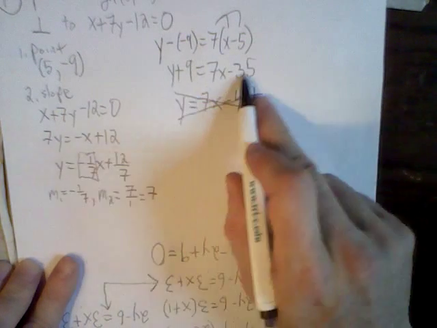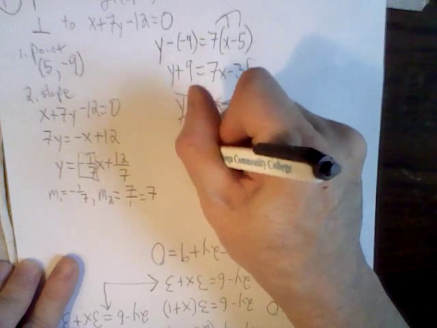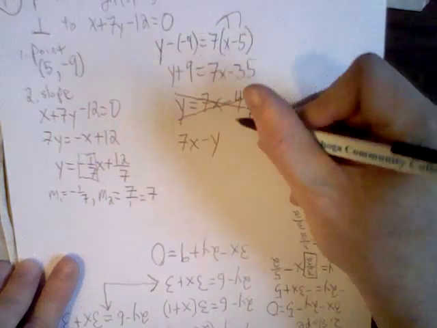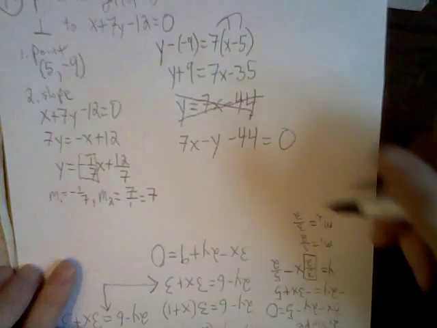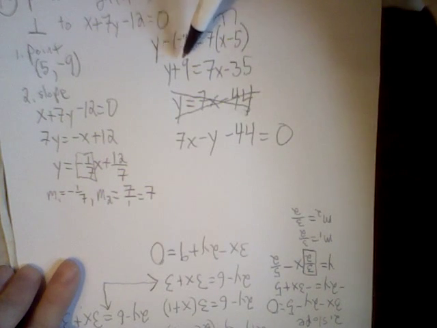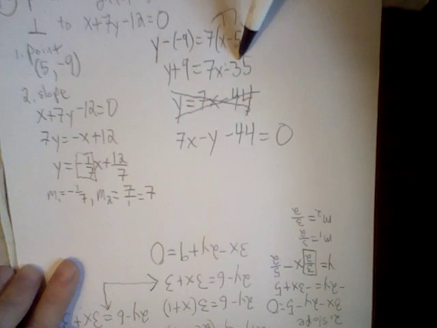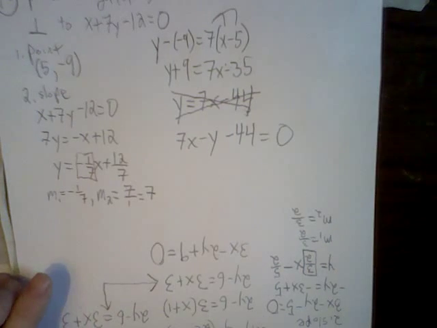For general form, I'm going to move the y over. So I'll have 7x minus y, and then minus 44. And that'll be equal to 0. Once I move the y over and subtract the 9 from both sides, you get that.